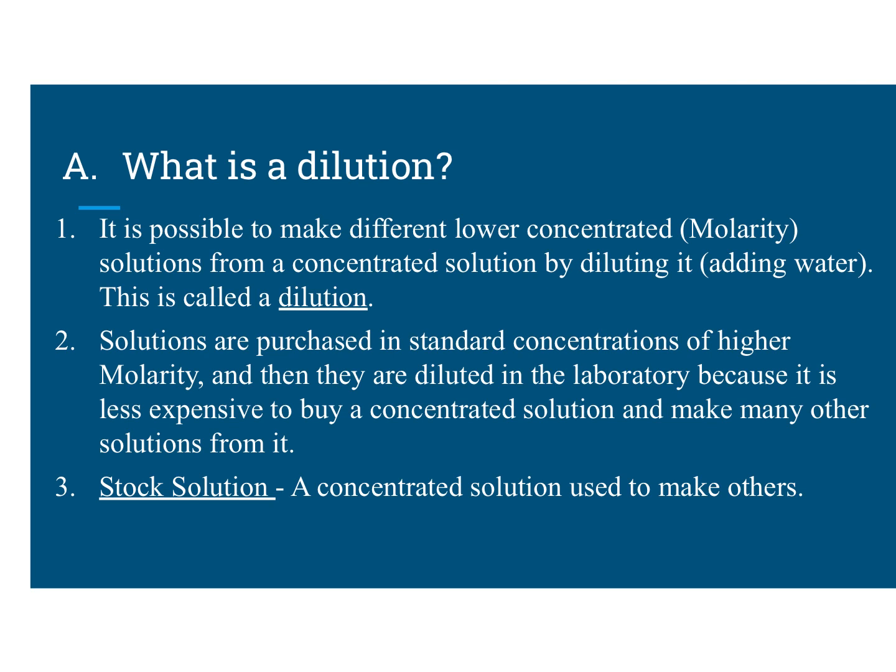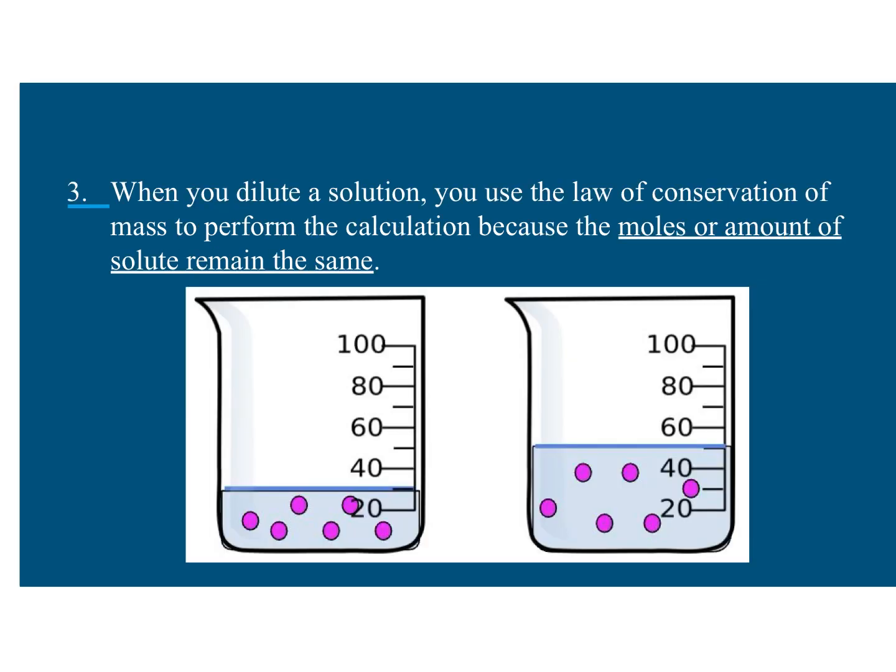Solutions are purchased in standard concentrations of higher molarity, and then they're diluted because it's less expensive to buy a concentrated solution and make many others from it. So a solution that we buy in a higher concentration is what we call a stock solution. And that is one that is kept in stock, and then we make other concentrations from it.